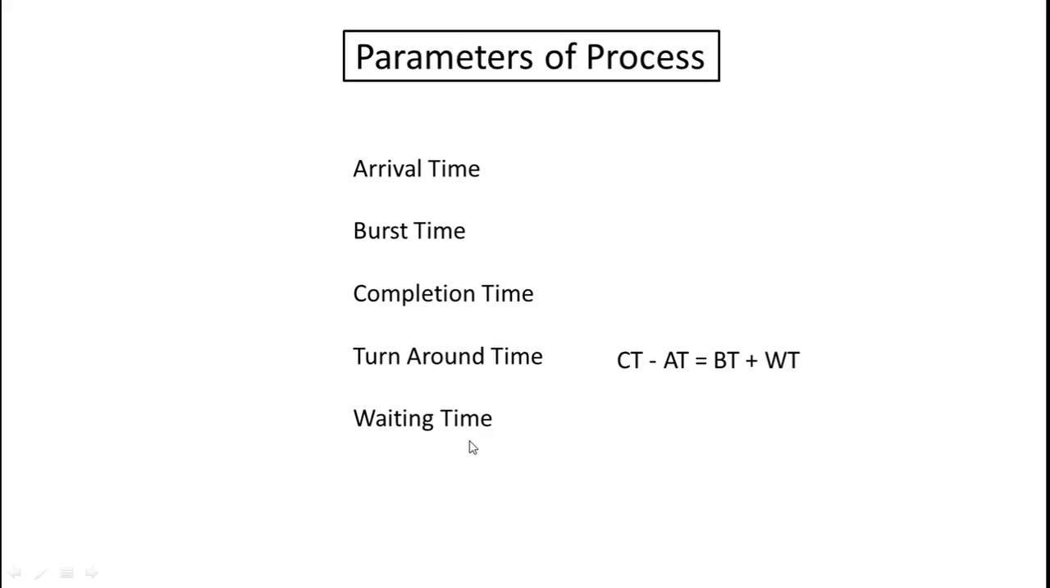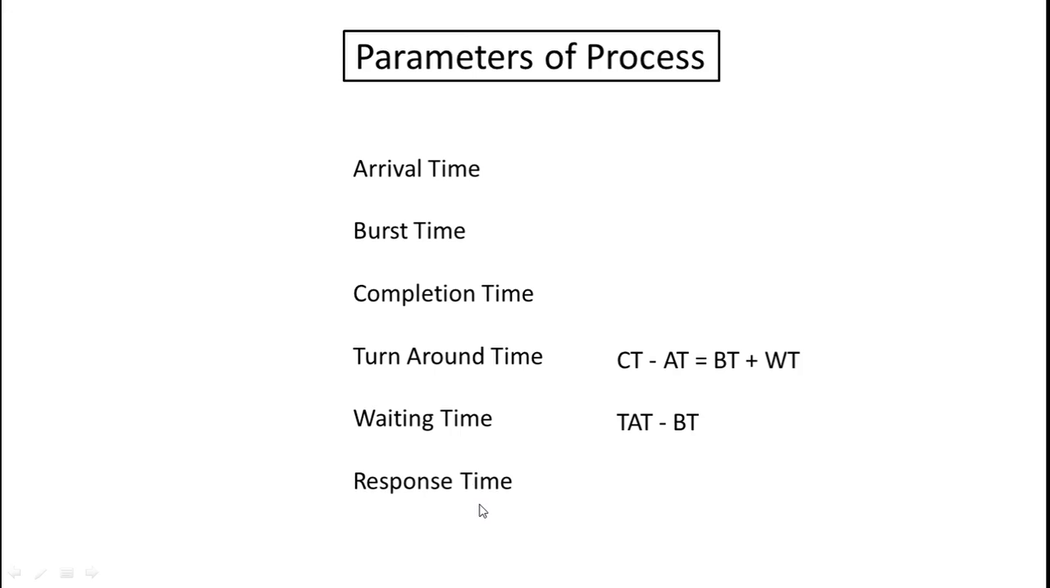Next is waiting time. Out of the total turnaround time, if we subtract the burst time, we get the waiting time. So the formula is waiting time equals turnaround time minus burst time. It means during this time the process was waiting, not in the running state. The process is waiting for some other resources, like input output devices or anything else.